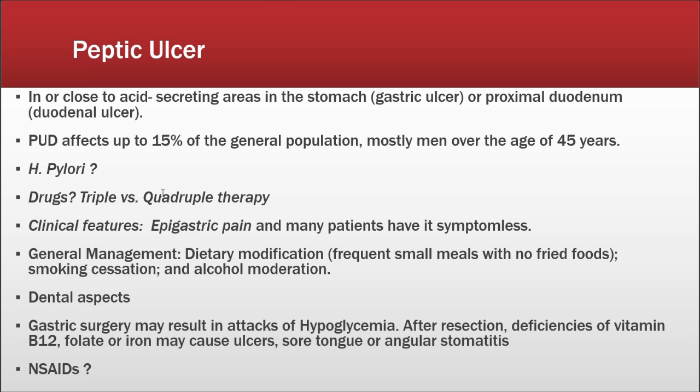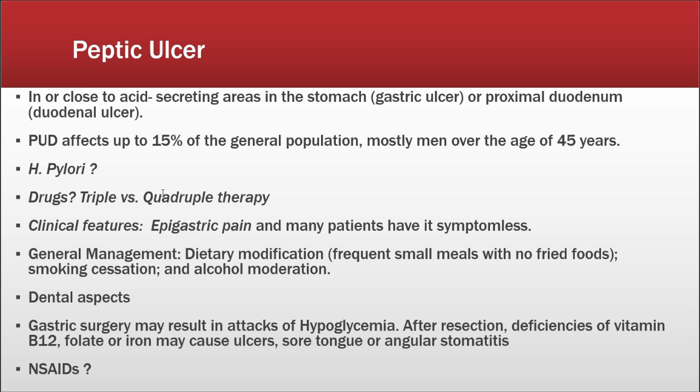Now, for H. pylori, we can give the patient either triple therapy or quadruple therapy. It contains proton pump inhibitors and 2 antibiotics, usually amoxicillin and clarithromycin. If it's quadruple, we add metronidazole. Okay, great. Patients will complain of epigastric pain, and some patients might be symptomless.